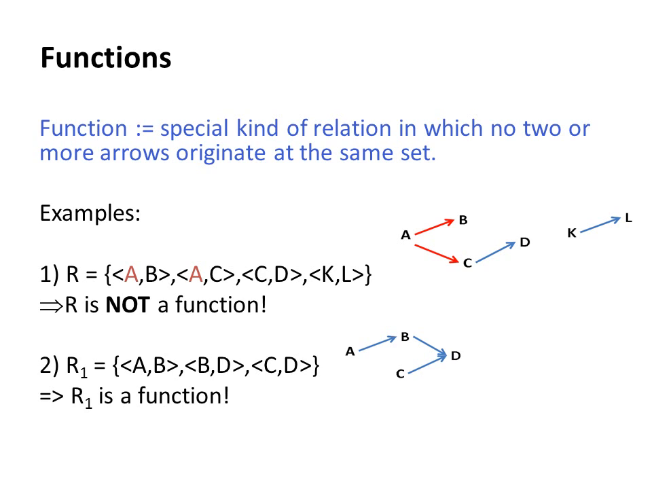A function is formally defined as a relation in which it does not happen that there are two or more ordered pairs with the same set in the first places and two or more different sets in the second places. That is to say that no two or more arrows could originate at the same set, only exactly one. We have given here two examples. One relation which is not a function, that is R, and one which is a function, that is R1 below.